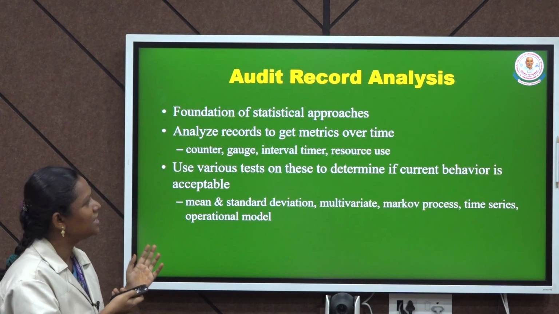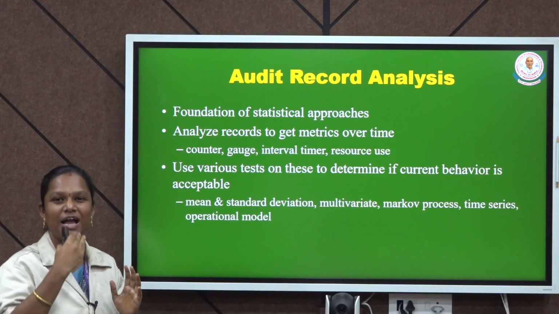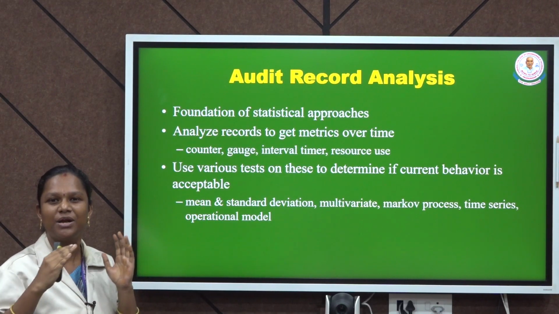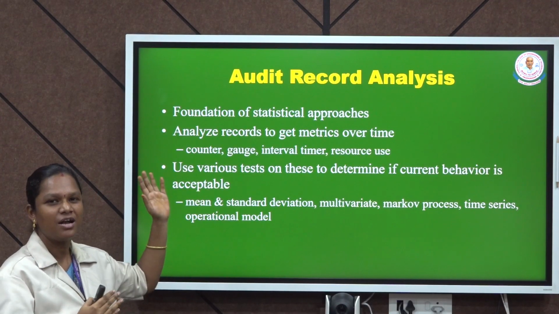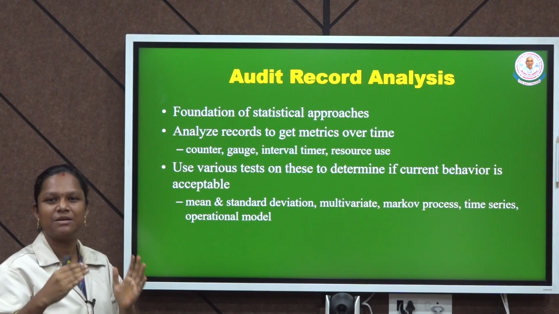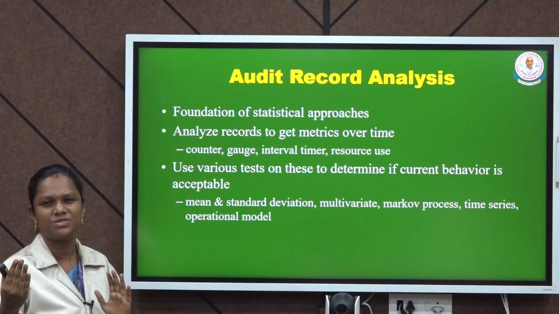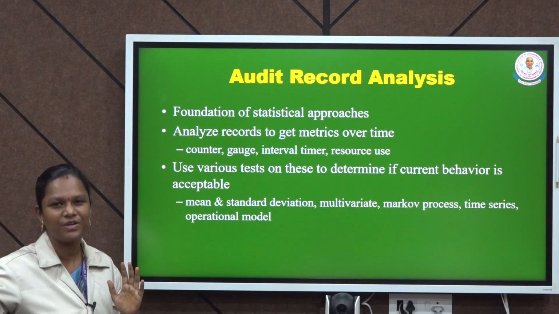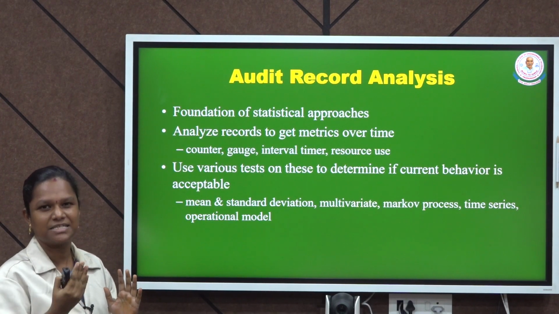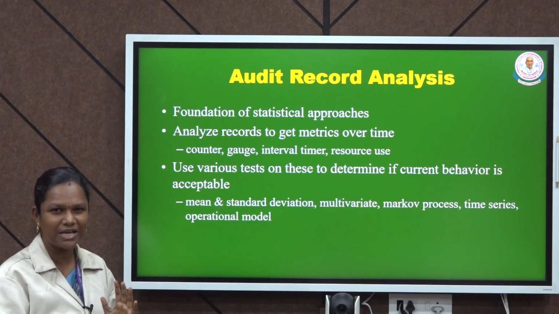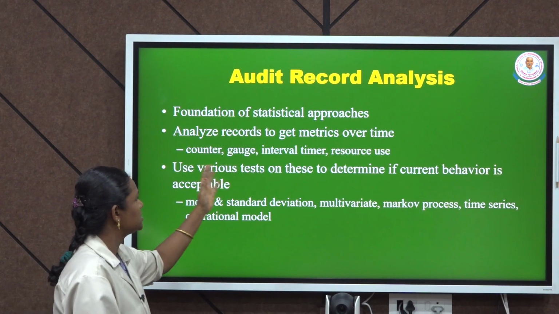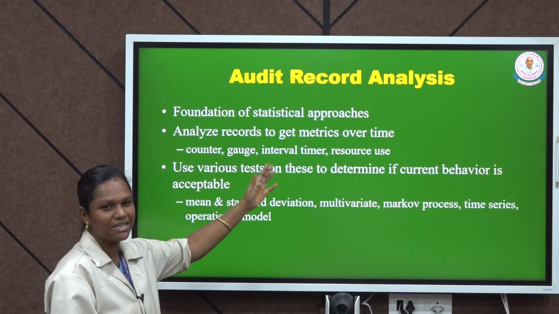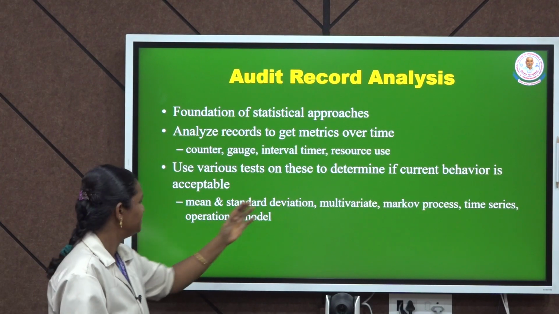Next one, audit record analysis. How do we analyze? Audit record is a fundamental tool for the intrusion detection system. Audit records have the fields name, subject, action, object, exception condition, and more fields. How can they be analyzed? After analyzing, we have to use metrics. Which types of metrics are used? Counter, gauge, interval timer and resource usage.